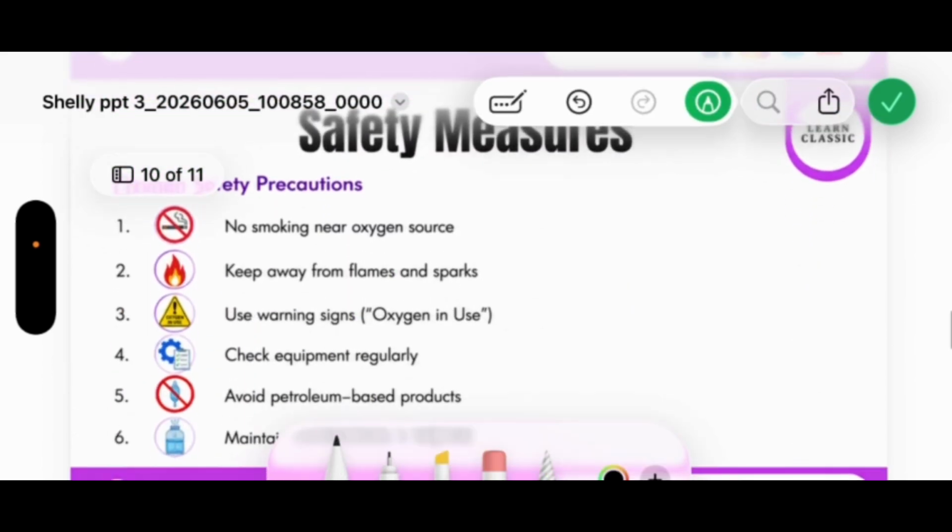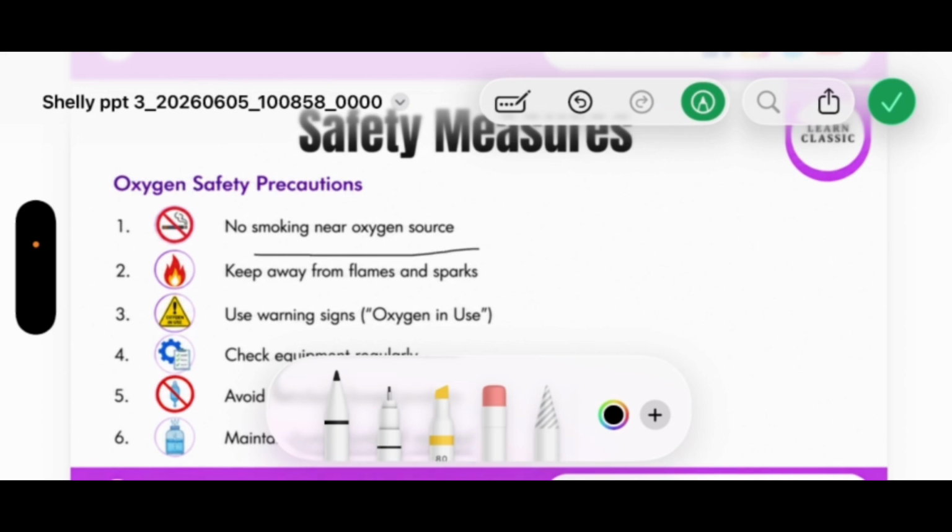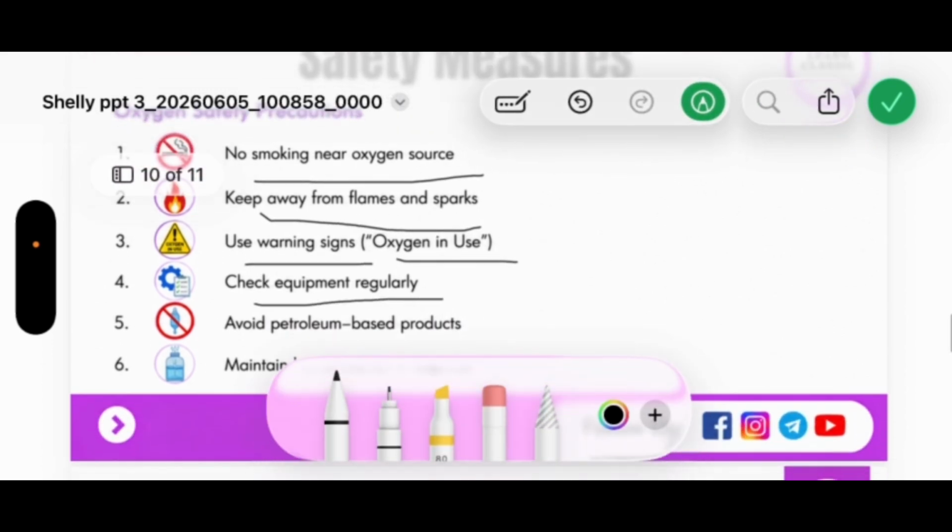Then what are the safety measures we have to take? No smoking near the oxygen source, because oxygen can help to cause fire. Keep away from flames and sparks. Use warning signs, oxygen in use. Then check equipment regularly. Suppose, imagine in an emergency you are going to connect oxygen to a patient, and all of a sudden you see that there is no oxygen in the cylinder. That is not the right thing. So before that, everything should be checked regularly.